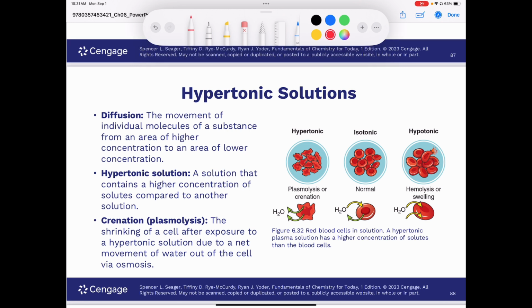So the way to think about this is in a hypertonic solution, you have more solute particles outside of the red blood cells. And so water is going to come out of the red blood cells to try to make the aqueous environment outside of the cells more like the environment inside the cells, and it's going to cause them to shrink or collapse, which is crenation.